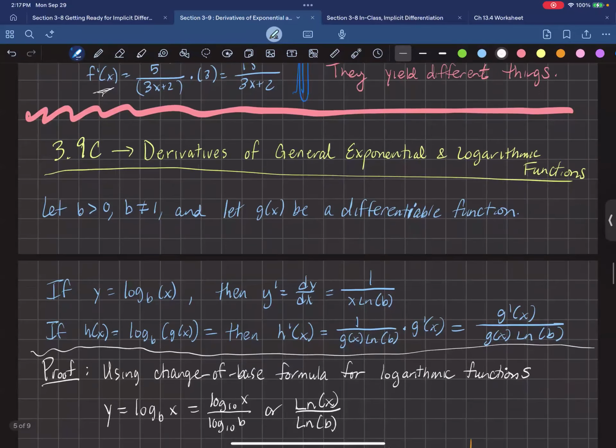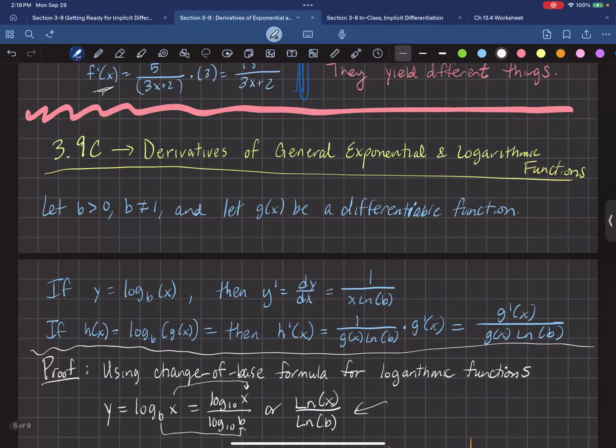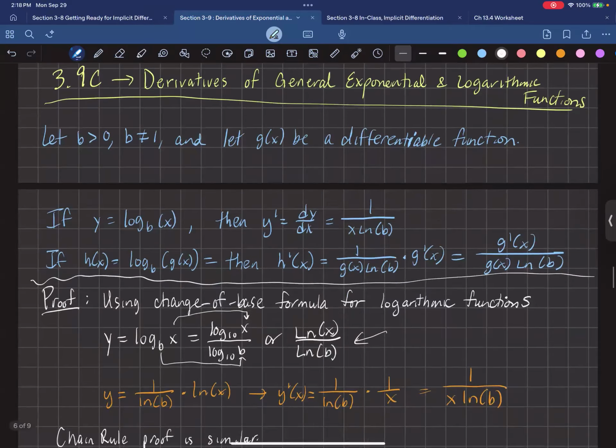Proof: I'm going to do it using the change of base formula. I think they do something a little different in the book, but we can rewrite log base b of x. There's a couple ways you can write it. You can rewrite it as any base you want. Common ones to use are log base 10, because that's what's on a calculator, and natural log. But whatever's here goes here, and whatever's here goes here. We're going to use this one because we just did the derivative of ln of x earlier. But I wanted to show the common change of base formulas. So if we do that, we've got this equals y.